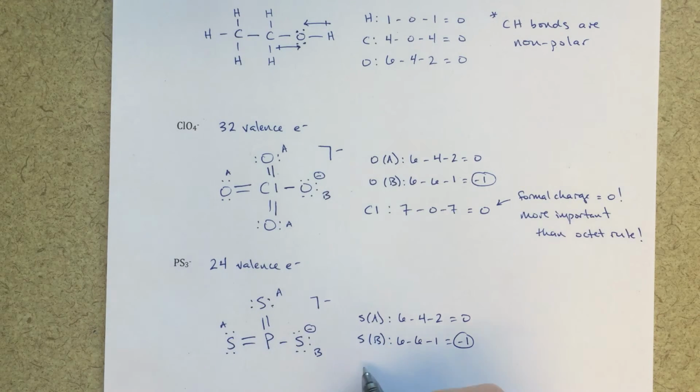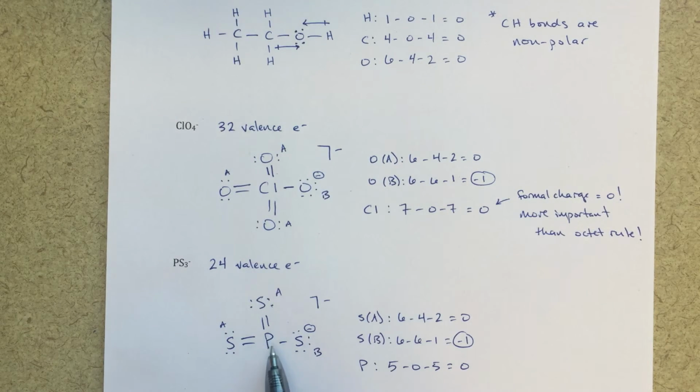And then for the phosphorus, again, we're breaking the octet rule here, right? We've got 2, 4, 6, 8, 10 electrons around that phosphorus, but 5 minus 0 minus 5 equals 0. That formal charge equaling 0 should, again, alleviate any stress we have about that phosphorus breaking the octet rule, because the formal charge rule is really a better rule.